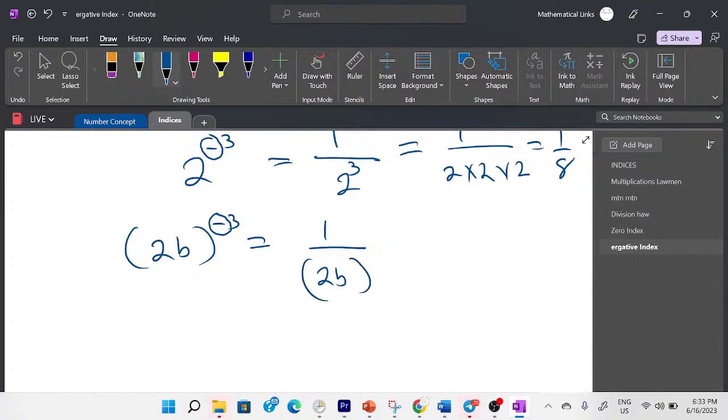2b, okay, to the power of 3, and that will be 1 over. So what this implies is that this 3 is meant for everything within this bracket. That means I'm going to have 2 to the power of 3, then b to the power of 3. So this will be 1 out of 2 to the power of 3, which is not 2 times 3 is 6, but 2 by 2 by 2, and that is 8, and b to the power of 3 remains b to the power of 3. So in this example here, the whole expression is raised to a negative power, then I applied the law of negative index on everything.